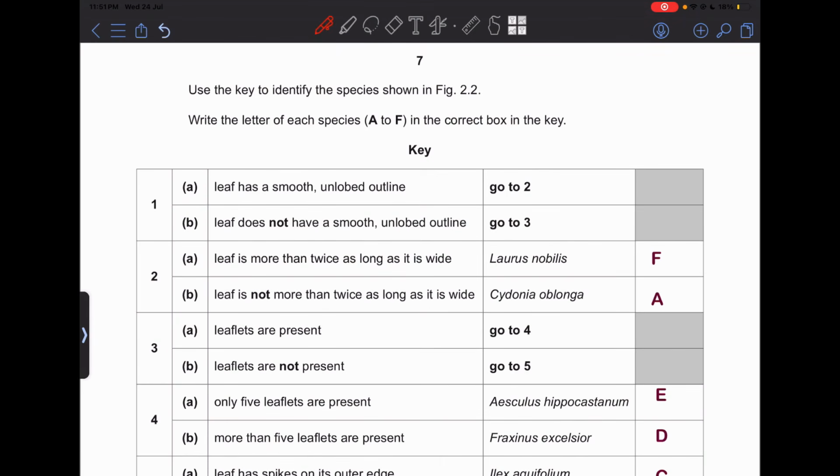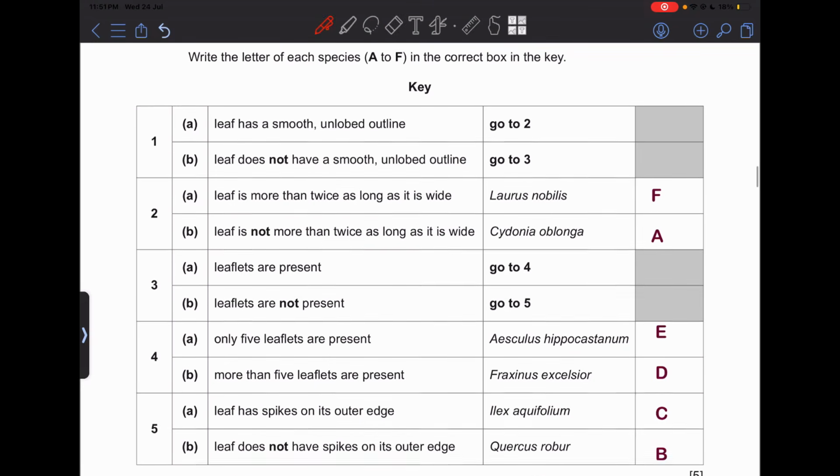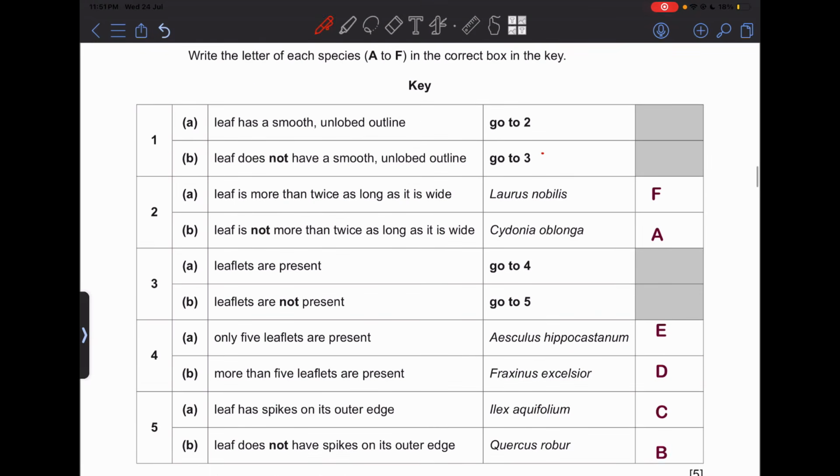If it's matching, you're going to go to 2, for example, and then it's going to tell you to go to number 3. So it's actually very fun to solve these questions. They're not hard, and it just needs a little time, to be honest. But if you solve a lot, it's going to be easier for you.